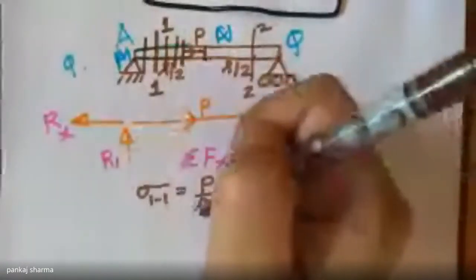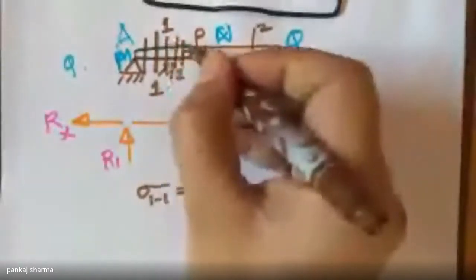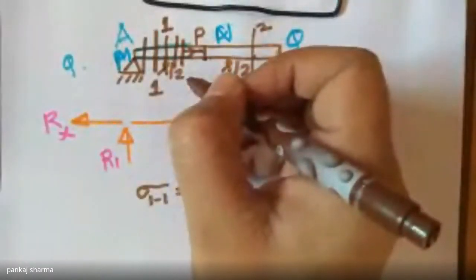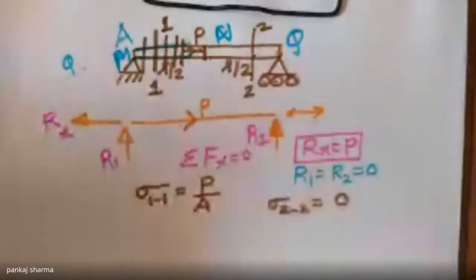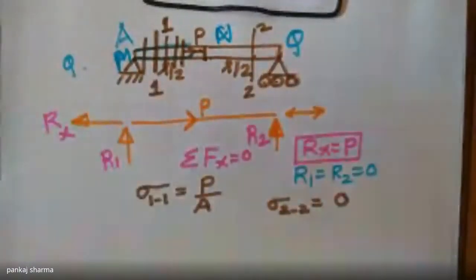So at each and every cross section, if the cross section is similar, the sigma is nothing but P upon A. If the cross section differs, we can easily calculate the value of stress accordingly. So this is the pin and roller.